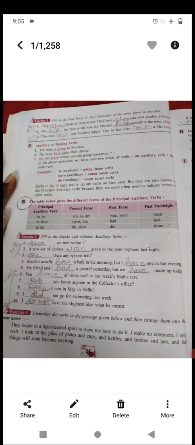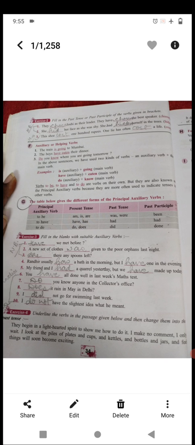Now exercise number 4, underline the verbs in the passage. Whatever verbs are given in the passage, you have to underline them and change them to past tense. Okay, so you do it on your own, you practice it once, then we are going to discuss it in our next class.